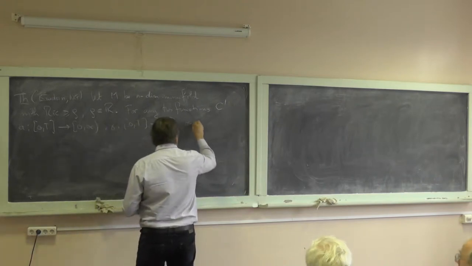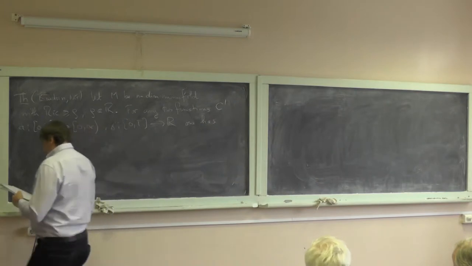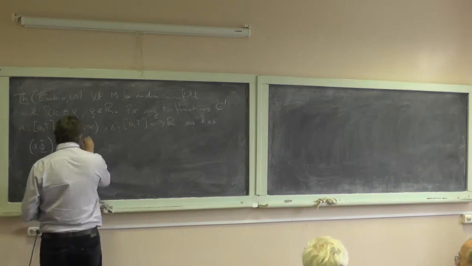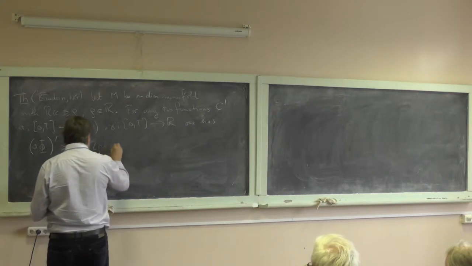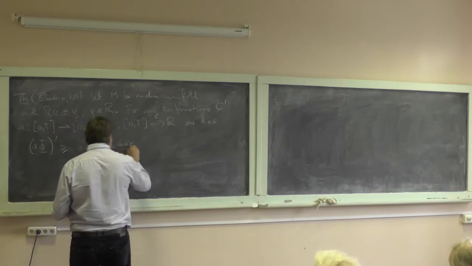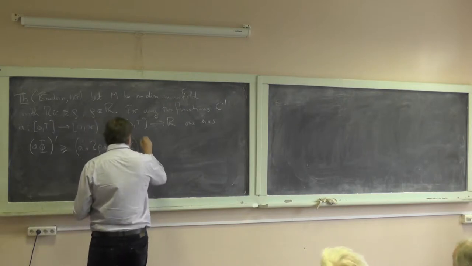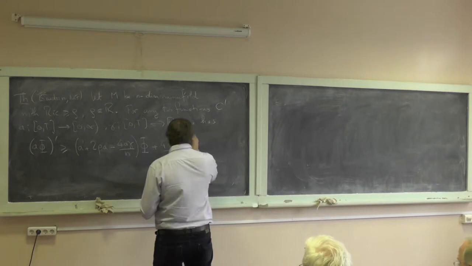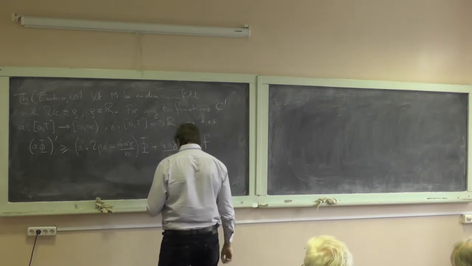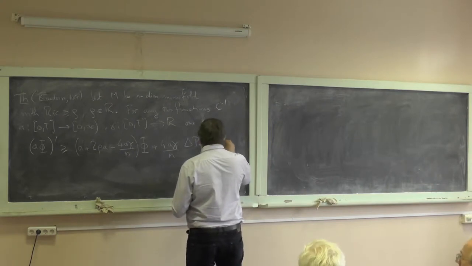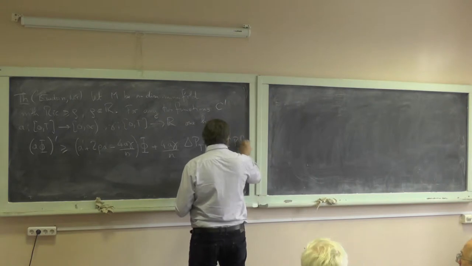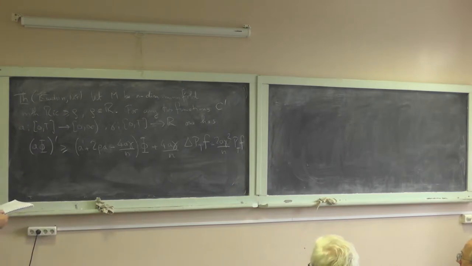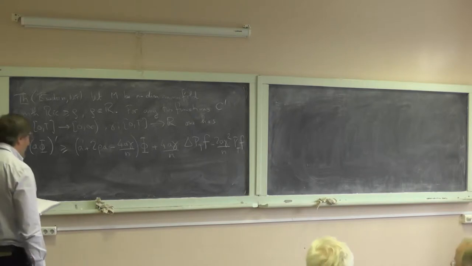One has A times phi prime bigger than or equal to A prime plus 2 rho A minus 4 A gamma over N times phi, plus 4 A gamma over N times the Laplacian of P_t f, minus 2 A gamma squared over N times P_t f. So everything here is computed at a given point x.